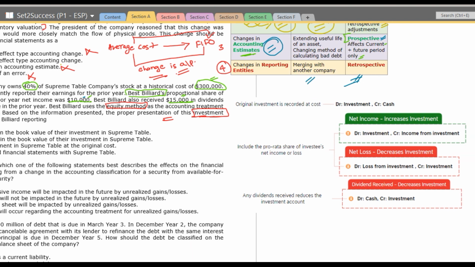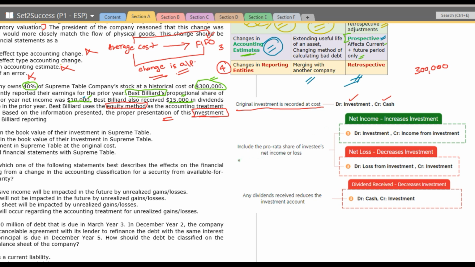Under the equity method, first we record the original investment at cost. So the accounts we use: we debit the investment account, and we credit the cash or bank. Initially, the company has invested 300,000, so the investment account is debited by 300,000.